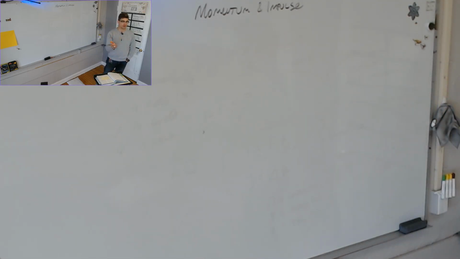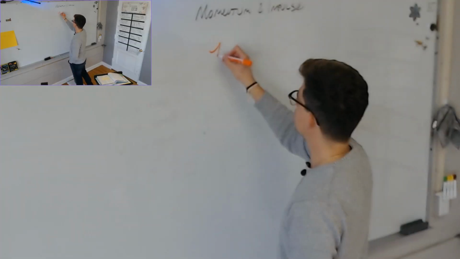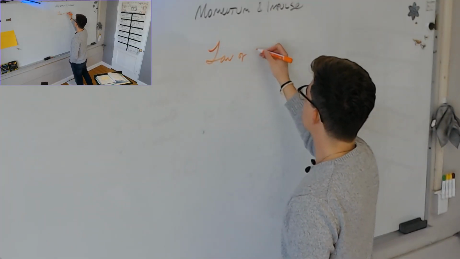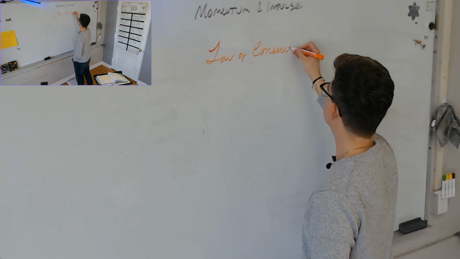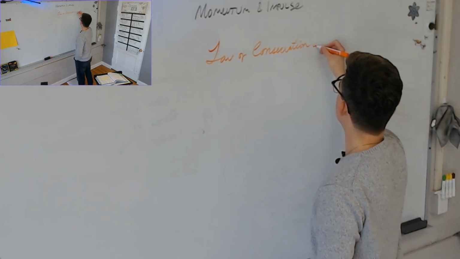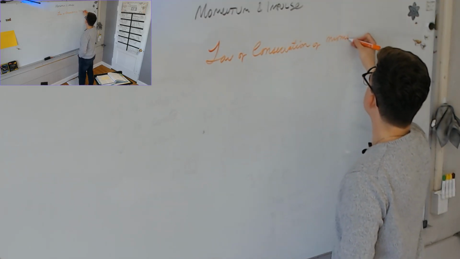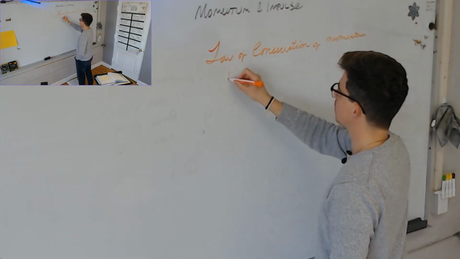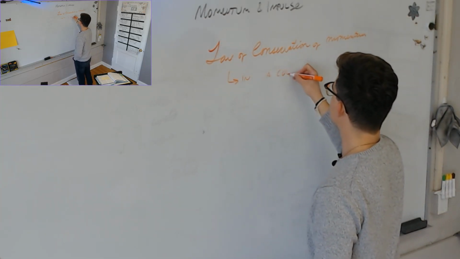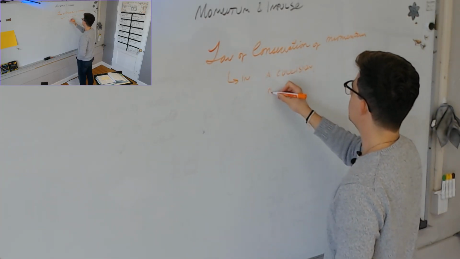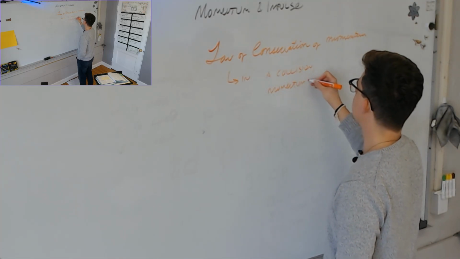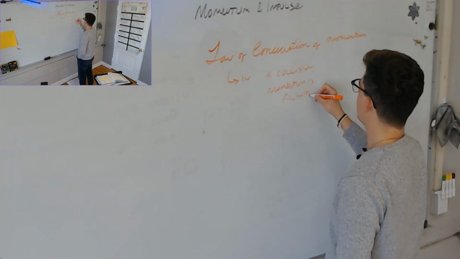There's also the law of conservation of angular momentum. That is how much things spin. So the law of conservation of momentum tells us that in a collision, momentum is always conserved.